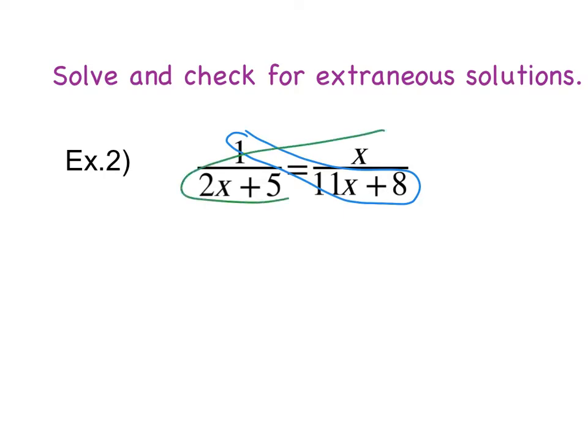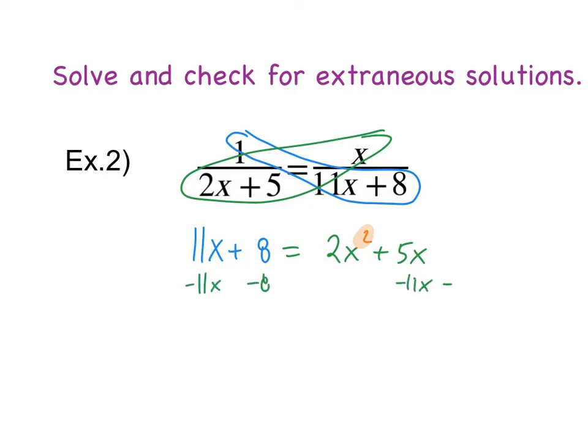So multiply those, and of course you can do a lot of distribution in your head. So 1 times 11x plus 8 would just be 11x plus 8. And that's going to equal x times 2x, 2x squared, and then x times 5 would be 5x. So make sure you're distributing. I'm going to notice here that I have a quadratic, so I'm going to move everything to one side, and I want to keep that quadratic term positive, so I'm going to move everything to the right. So it's going to give me 0 equals 2x squared minus 6x minus 8.